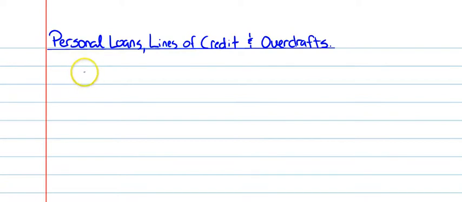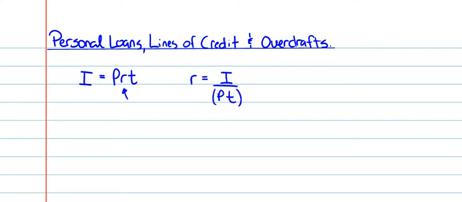Essentially, we'll be using our simple interest formula, which is I equals PRT. Remember, that means P, the principal, times the interest rate, times the amount of time. We also are going to be looking at identifying R, the interest rate. And remember, R is the same as I divided by P times T. And again, remember to use those brackets in your calculator when you're making the calculations.